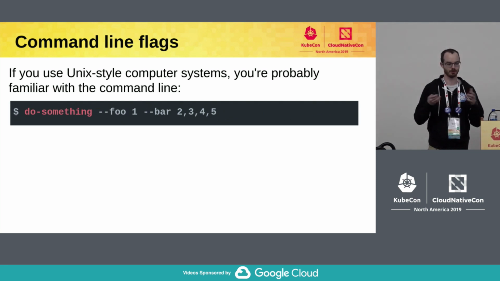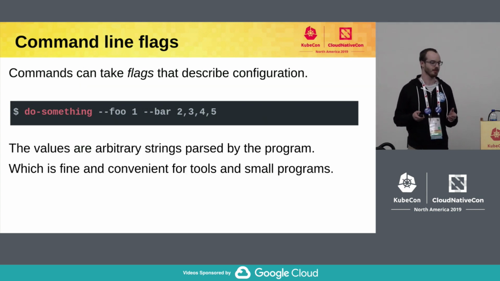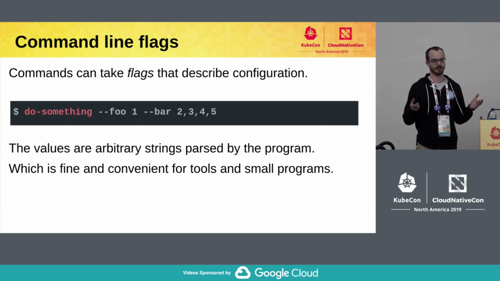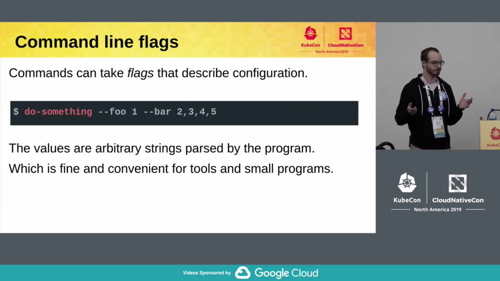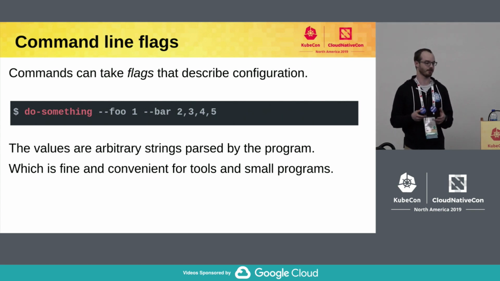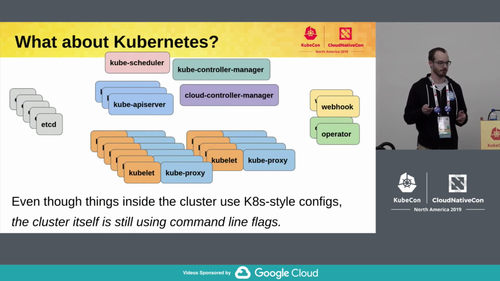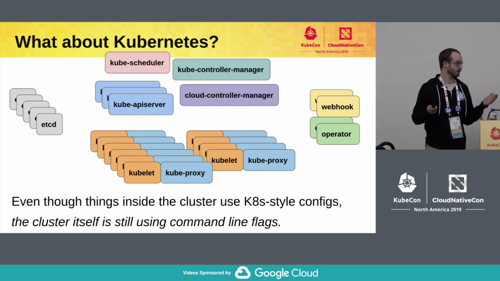If you've used a Unix-style computer system in the past, you're probably familiar with the command line. You've got these commands, which are programs installed on the system, and most of them take flags that describe some kind of configuration. So here's a simple example. Do something, foo is 1 and bar is 2, 3, 4, 5. And these values are just arbitrary strings parsed by the program, and that's fine and convenient for most tools and small programs. Even the flags. Flags are arbitrary strings too.